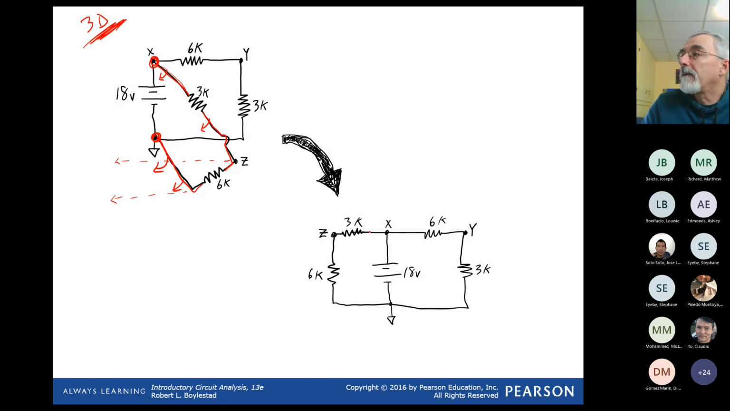The other thing that helps me is if the circuit has no labels, I add labels at certain locations, and then I make sure that when I redraw my circuit, those labels make sense. For example, I make sure that Y is between the 6 and the 3. I make sure that my Z over here has a 3 on the top side and a 6 beneath it. So I see here my Z has a 6 beneath it and a 3.